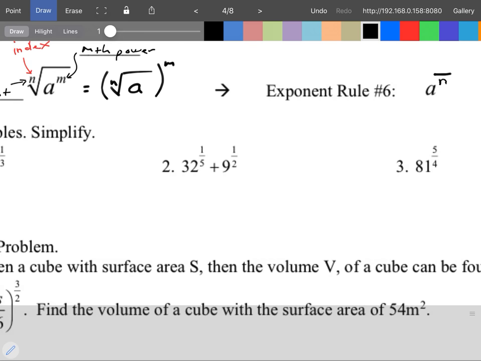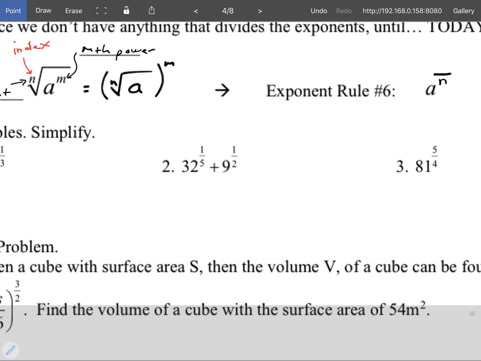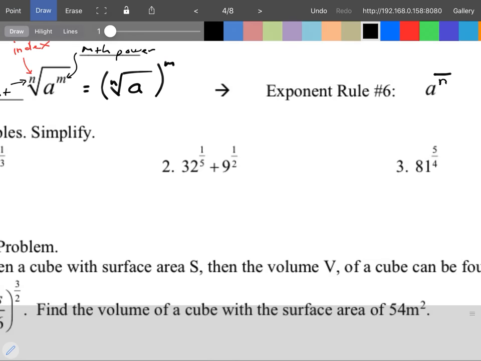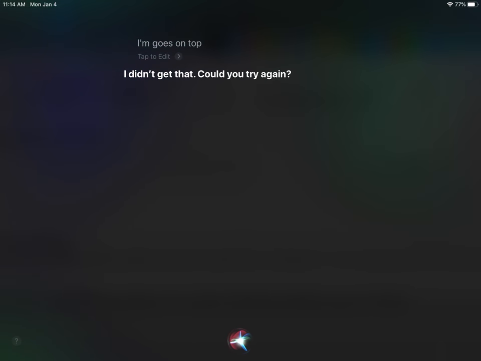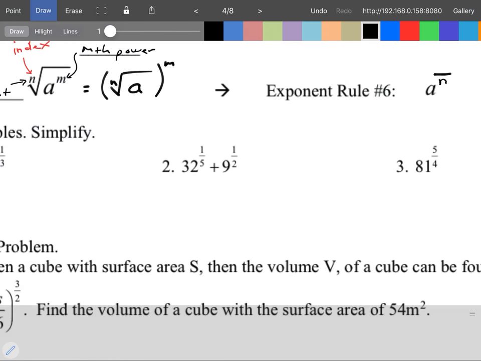So then this power right here, this m, which you could either write inside the radical or outside of these parentheses right here, that is the numerator of your fraction power. So that's supposed to be an m. So it's a to the m over n power.